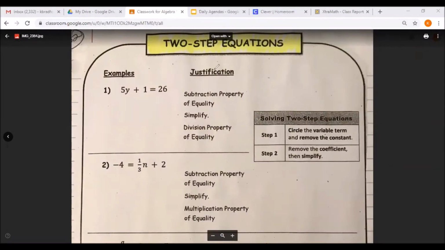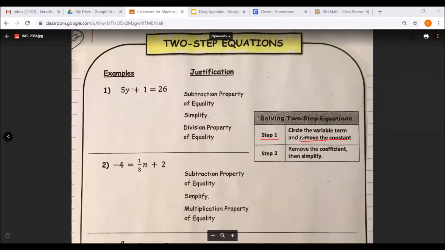Okay, so for problem number 1, we have 5y plus 1 equals 26. And according to the steps, here's our steps. We're going to circle the variable term and remove the number that is the constant first.